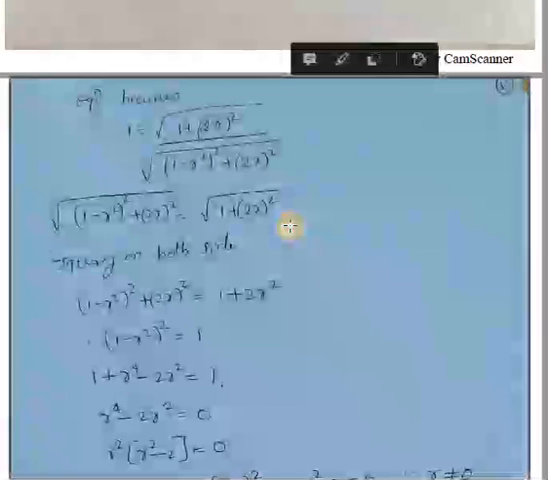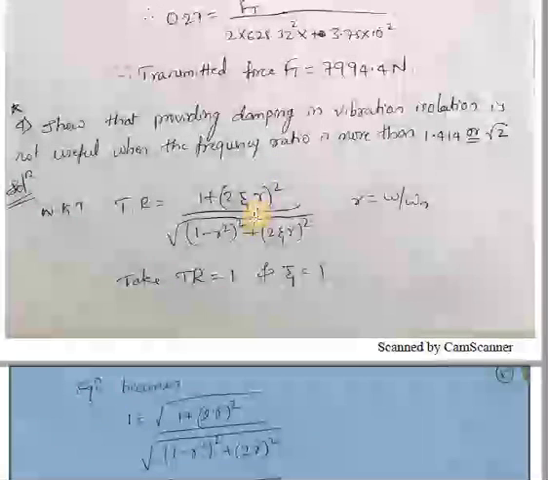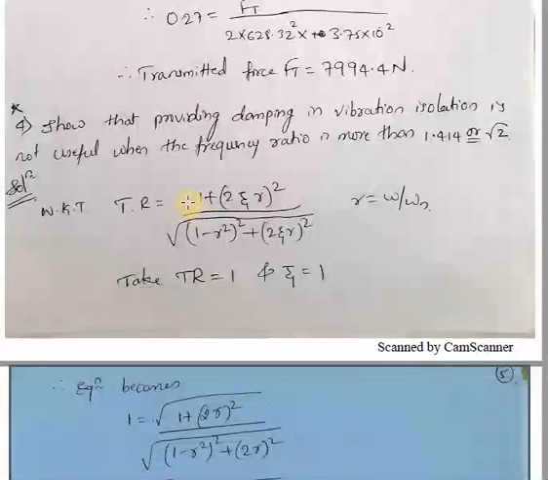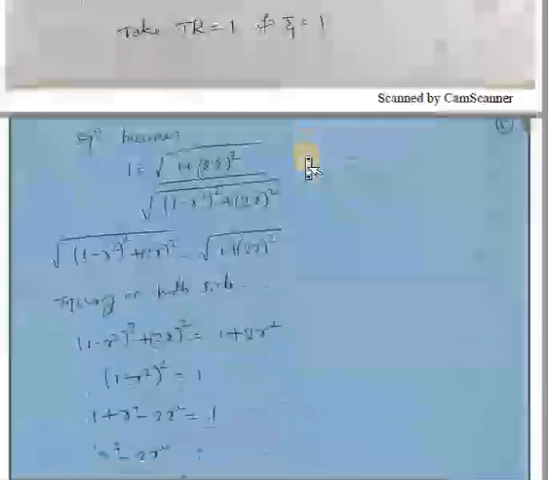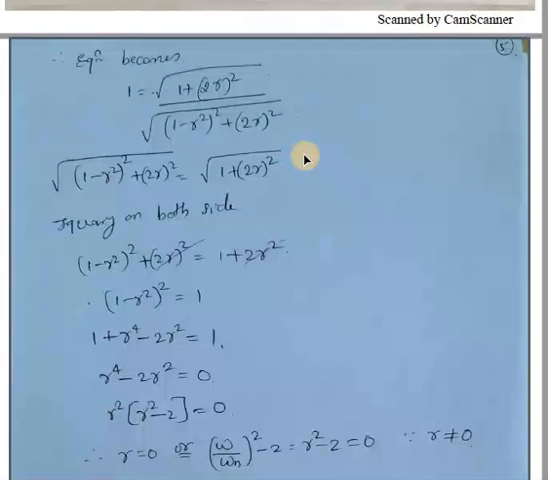Then that equation number 1 becomes root of 1 plus 4R square, divided by root of (1 minus R square) whole square plus (2R) whole square. Here also, for the numerator term, the root is there. In place of zeta and TR, you have to substitute 1 as the value.